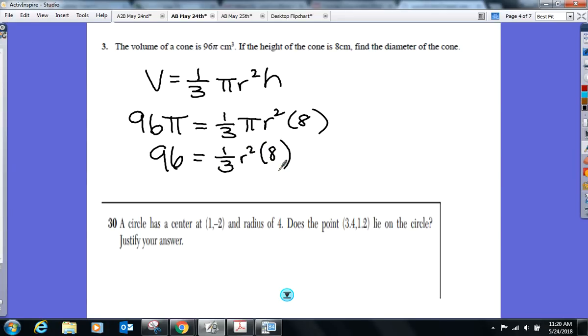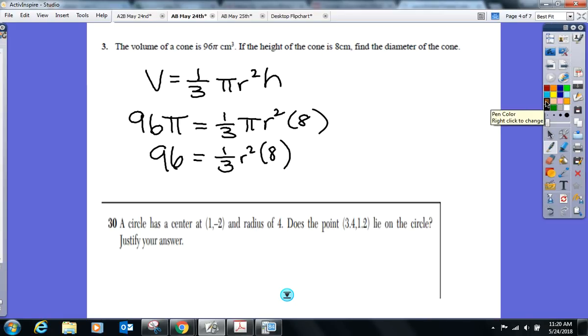Now, algebraically, I want to see where you go from here. Steps I can, because there's a bunch of them, really. What do you guys got? Okay, that's fine. I can divide by 8. I can multiply by 3. Either way is going to get me there. So I'll multiply by 3.